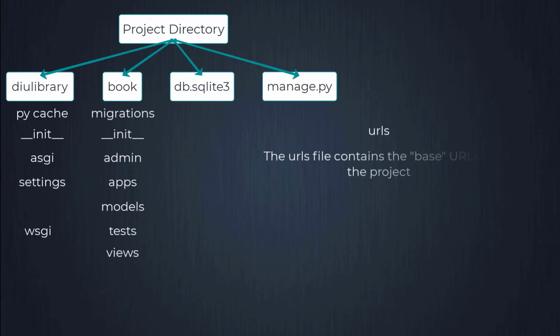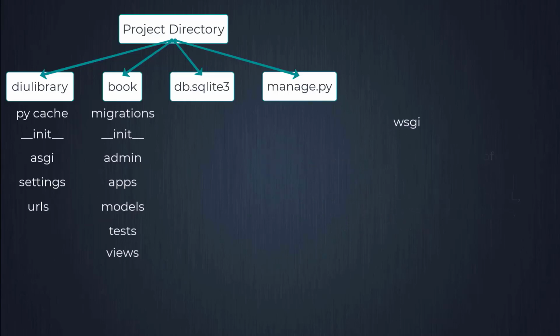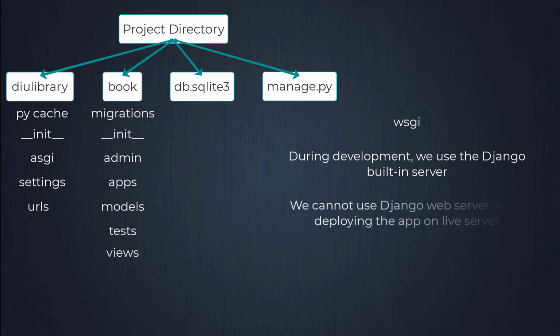The URLs file contains the base URLs of the project. It tells Django that if a user comes with this URL, direct them to that particular web page, image, video, and so on. During development, we use the Django built-in server. We cannot use Django web server while deploying the app on live server.